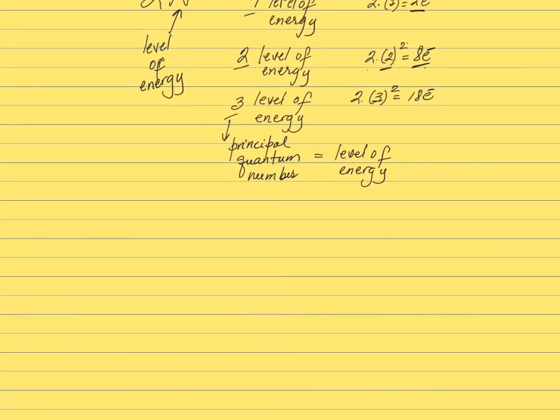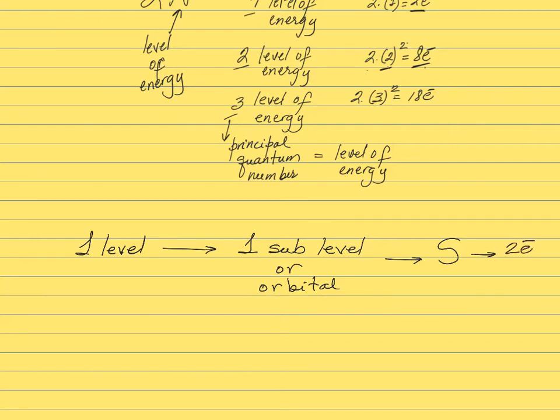Oh, yes. First level of energy is divided in one sublevel or orbital. And that orbital is called orbital S and can only accommodate 2 electrons. So you have 1 orbital, 1 electron, 2 electrons. Second level of energy, 2 sublevels or orbitals.